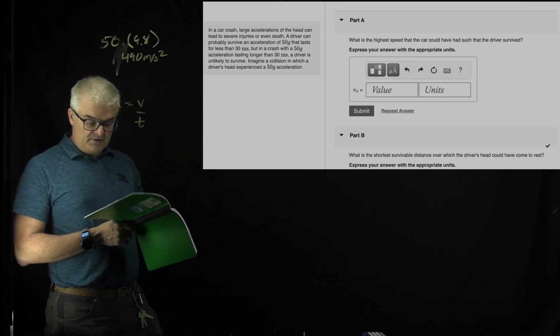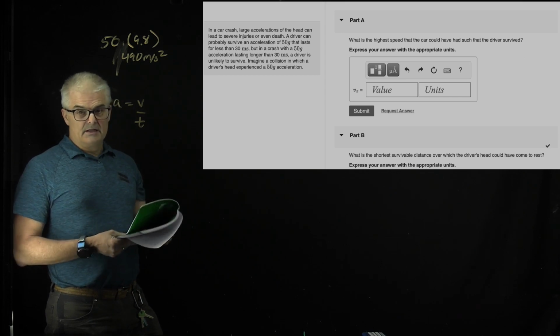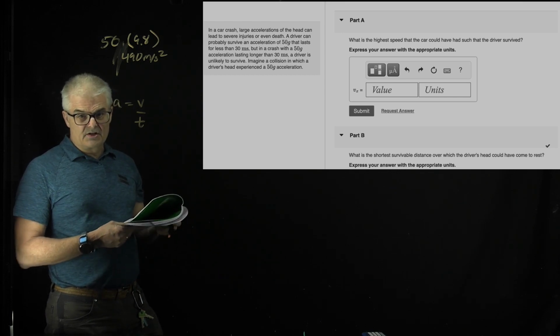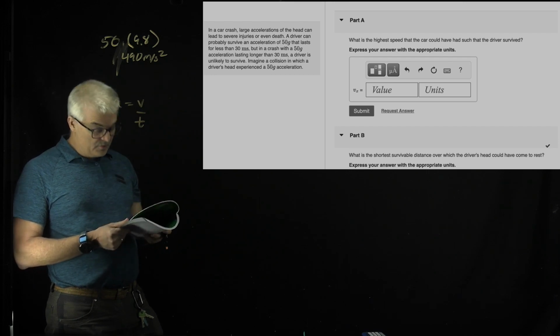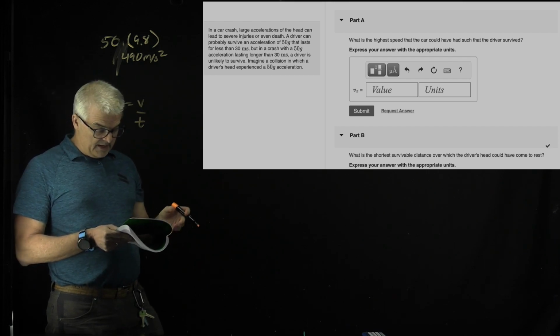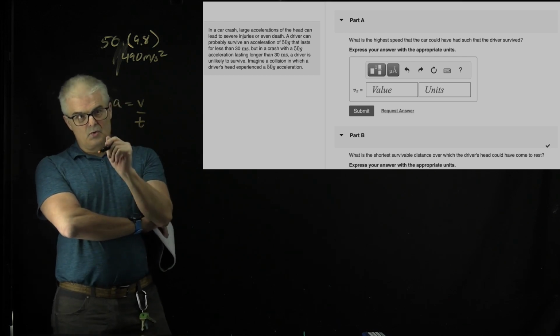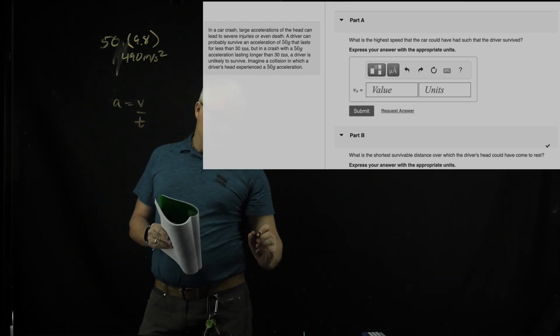And then when you move to letter B, it asks, what is the slowest survivable distance in which the head could come to rest? Now on that, you're going to want to use kind of the master equation. So on that one, you're going to use the master equation.